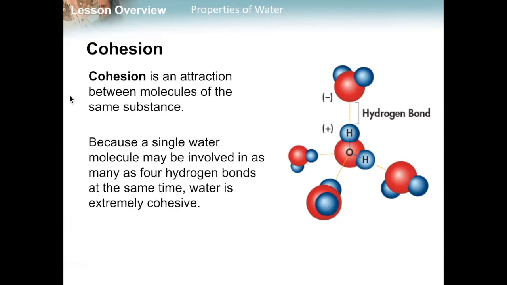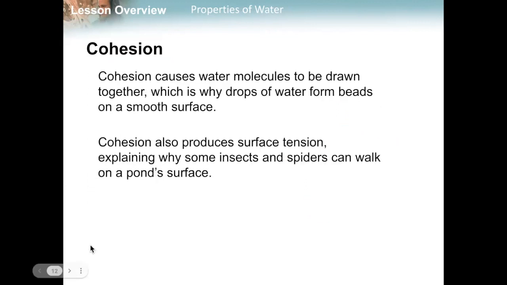Cohesion is the attraction between molecules of the same substance. Because a single water molecule may be involved in as many as 4 hydrogen bonds at the same time, water is extremely cohesive. So one here, one here, one here, and then one here. Cohesion causes water molecules to be drawn together, which is why drops of water form beads on a smooth surface. Cohesion also produces surface tension, explaining why some insects and spiders can walk on a pond's surface.